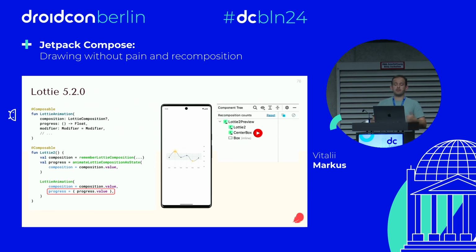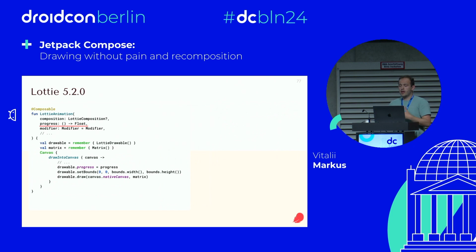So right now we don't have recomposition on every animation frame. But why? Because right now we invoke the function during the drawing phase, in the draw into canvas function. And here is one of the examples of how developers move reading the progress value from the composition to the drawing phase.